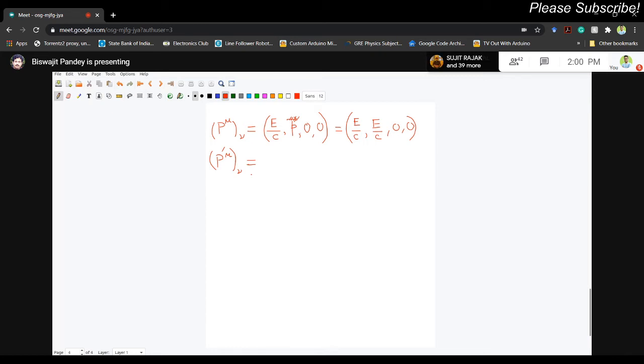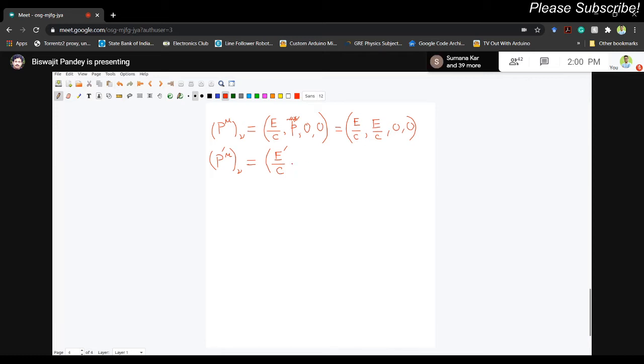You see the frequency of the photon. You can write down E to be explicitly h nu by c, if you like. I have not written it, but you can. And this time the energy is different: E prime, that is h nu prime by c. So the time component is different from what it was before the collision.